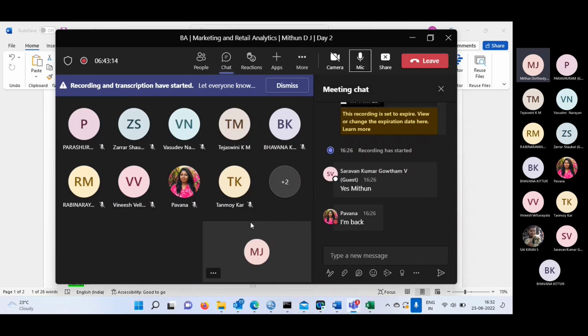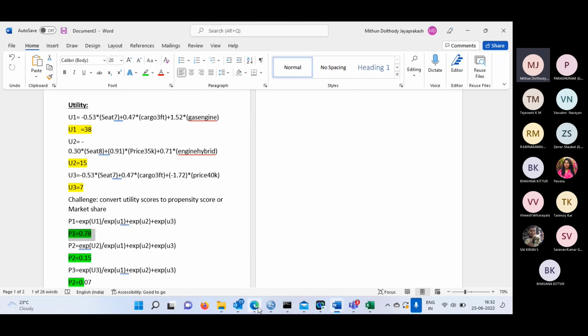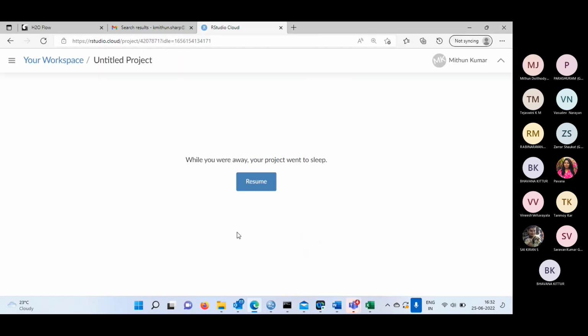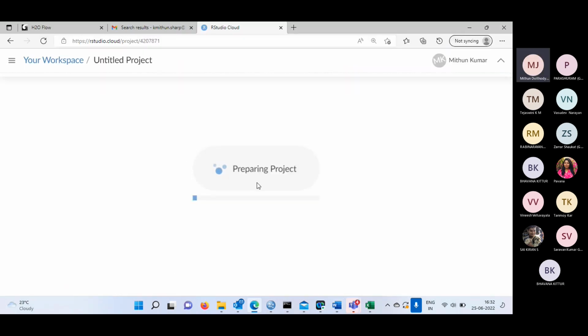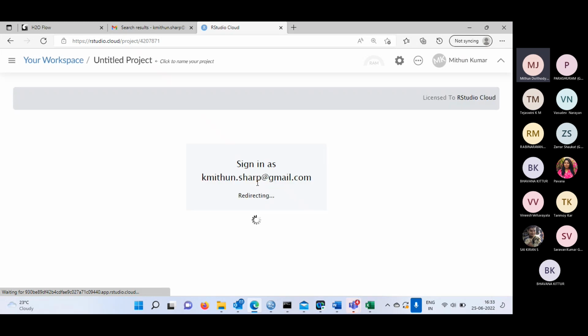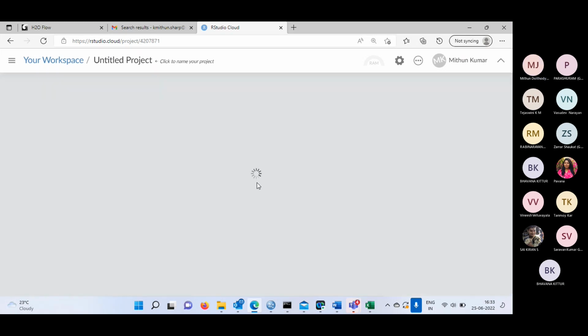Right. I'll just explain this once again, very quickly at a very high level. Go back, resume this. I don't know what's wrong with this. I'm showing you my RStudio. Use the mlogit function firstly to generate the coefficients. That's the first thing. Login successful. Okay. Just taking some time to load.